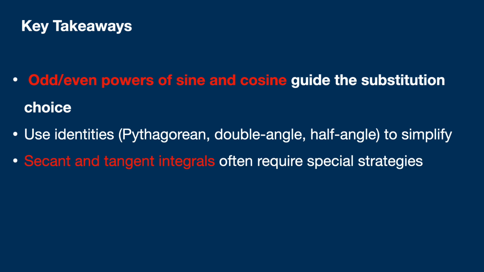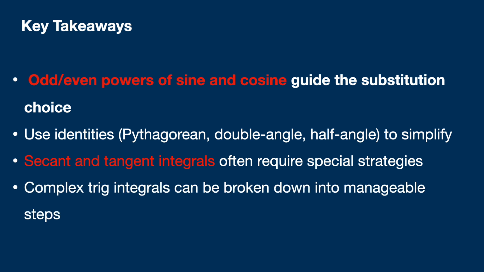Second is the secant tangent integral. Often you need a different strategy, so make sure which strategy you're going to use. Finally, complex trigonometric integrals can be broken down into manageable steps. So you have to understand the power of the trigonometric function, then you decide which identity you're going to use.